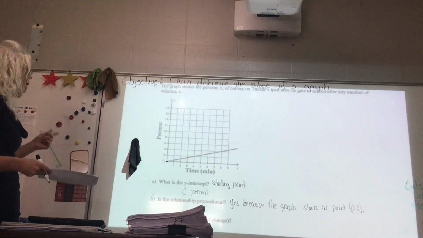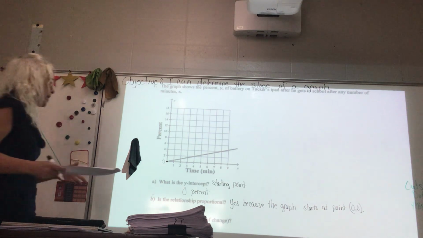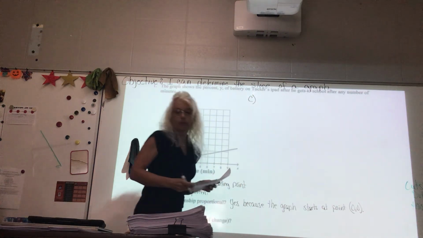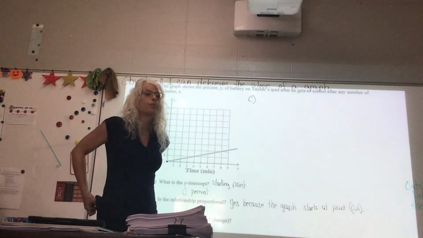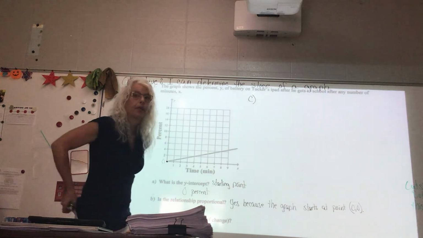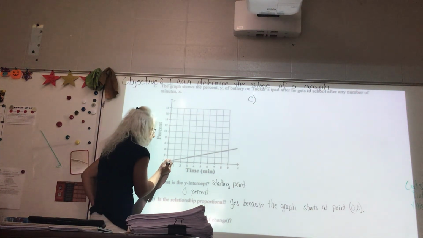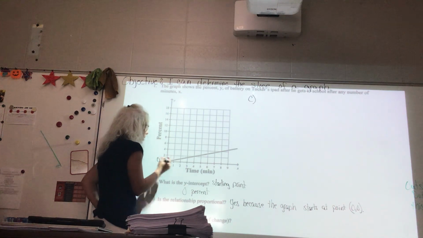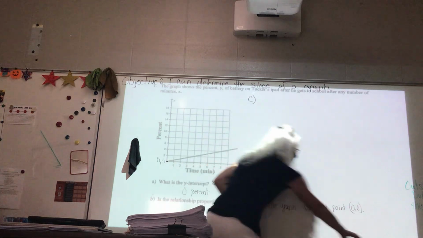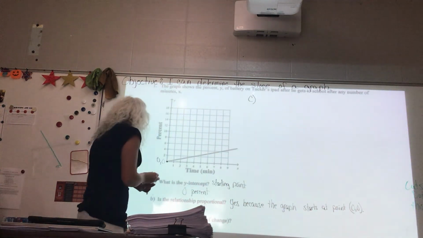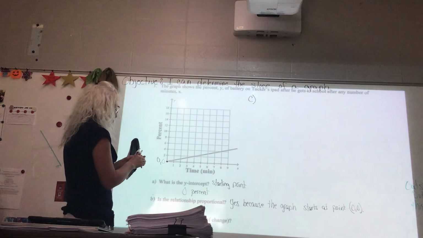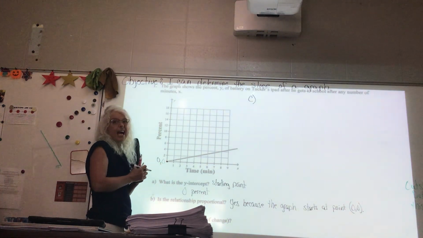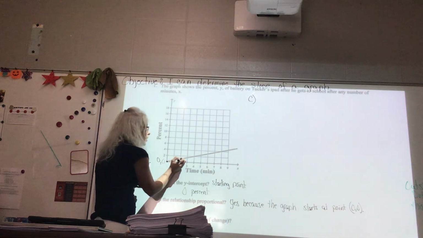Part C, it says, what is the slope, rate of change? So I'm gonna do mine up here, so here's part C. Now, in order to find the slope, don't we need to know 2 points? What is the ordered pair for this point? 0, 0. So I'm gonna write down 0, 0. And then I need another good point. Is this a good point to use? It's on the graph, but is it a good point? No.